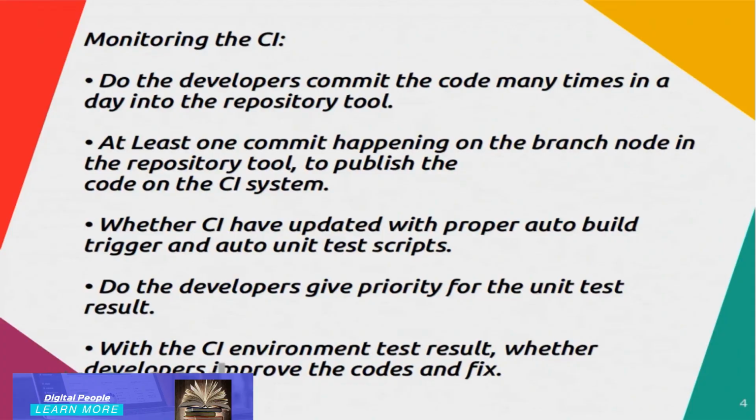Monitoring the CI. To incorporate the continuous integration in the pipeline of continuous delivery, the CI system should go through a validation process. Having that in mind, we need to measure our continuous integration system to go the full mile of continuous delivery. Do the developers commit the code many times in a day into their repository tool? At least one commit happening on the branch node in the repository tool, to publish the code on the CI system. Whether CI has been updated with proper auto-build trigger and auto-unit test scripts. Do the developers give priority to the unit test result? With the CI environment test result, whether developers improve the code and fix it.